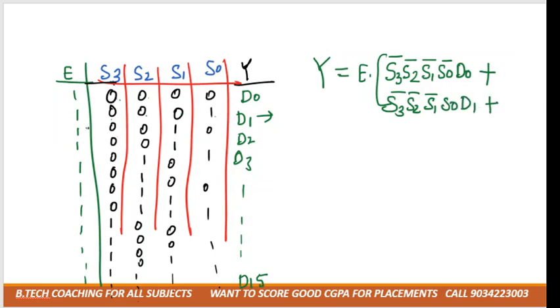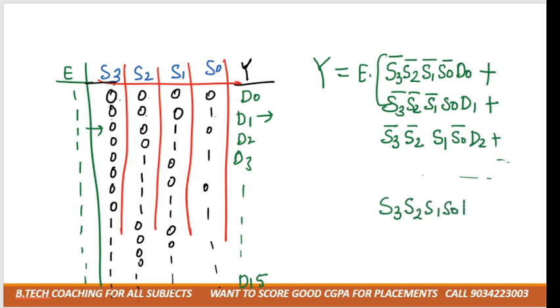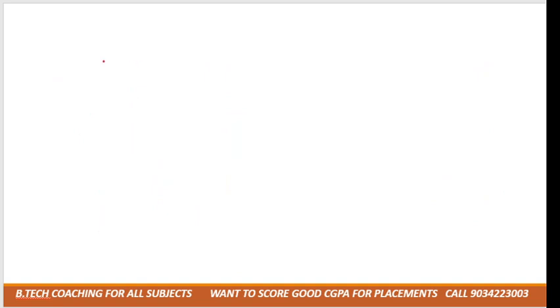Then for the third one, S3 and S2 are 0, S1 is 1 but S0 is 0. So where the value is 0 we put a bar: S3 bar, S2 bar, then S1 and S0 bar, then D2. So on we can complete it, and in the last we get all 1s, so S3, S2, S1, S0 and D15. Now we need to draw the logic gate expression.